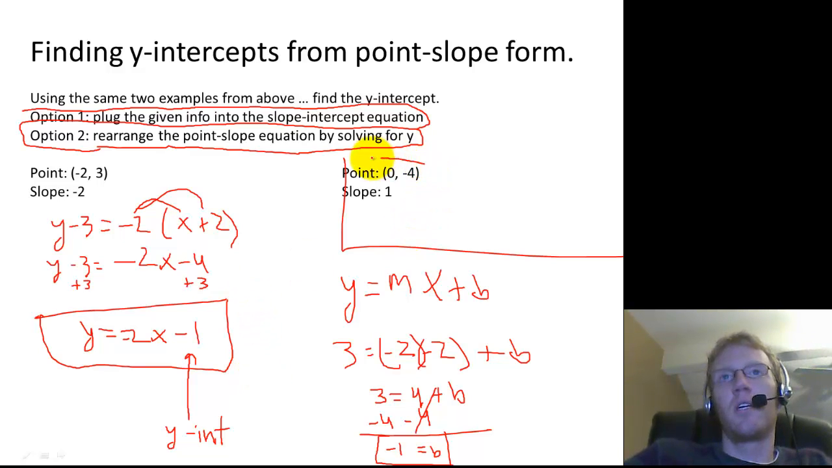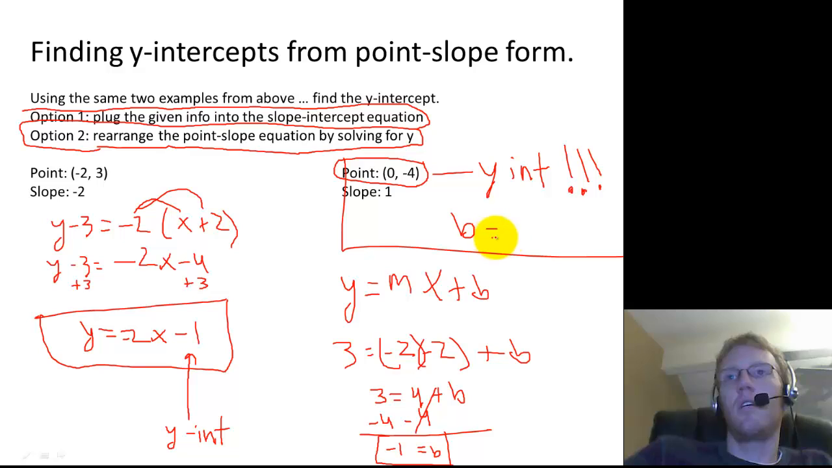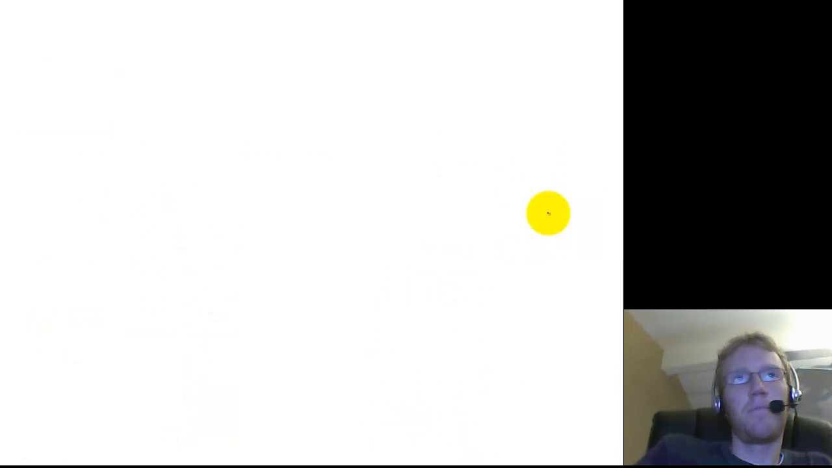For this one, I'm just going to say this is the y-intercept. So if it's given to you, try to be clever and observe or realize that. So b equals -4 because they gave us the point (0, -4). We don't have to do any work to find that one.